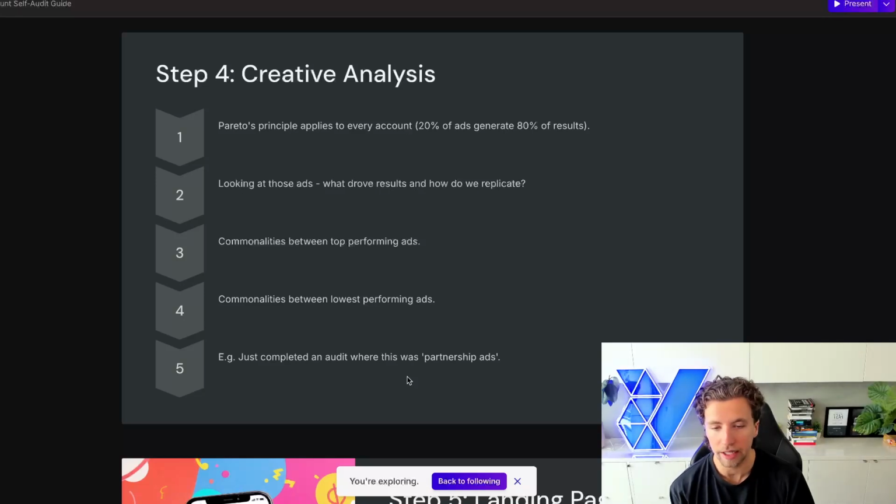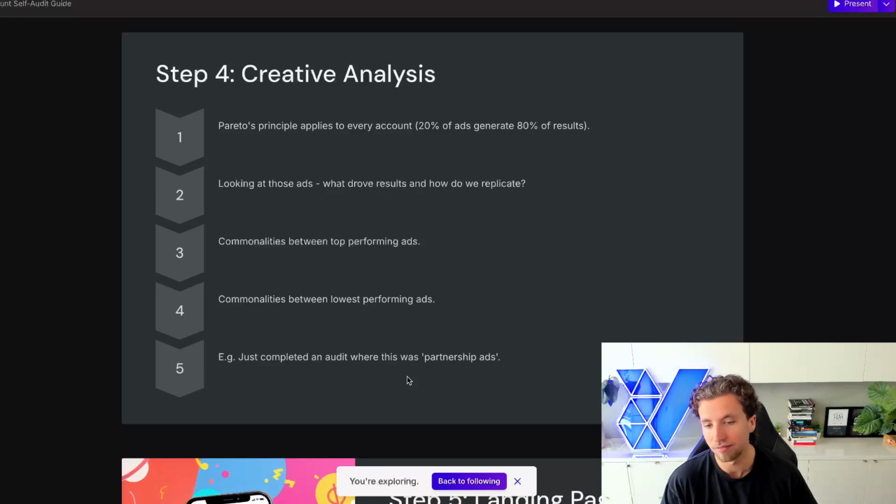They had the most spend in the account ever. And the crazy thing was this brand hadn't run any partnership ads in the last 4 months. And so we looked at that and we went, why don't we just relaunch those? And so we did. Last week, we relaunched them, and they have CPCs 10x lower than anything else in the account, and a ROAS 3x higher, just like that.